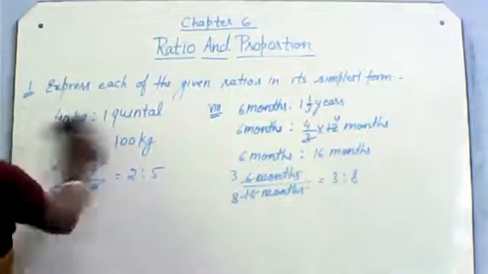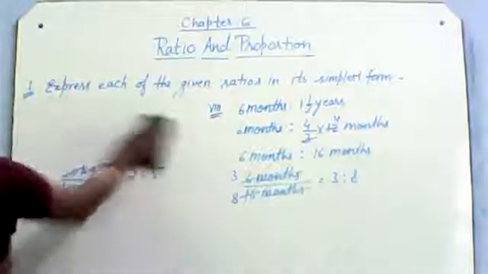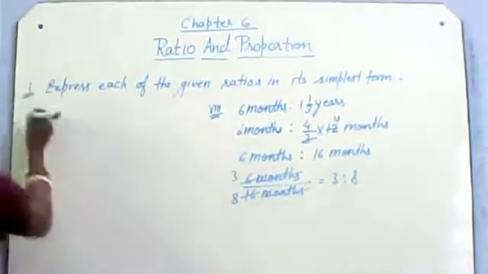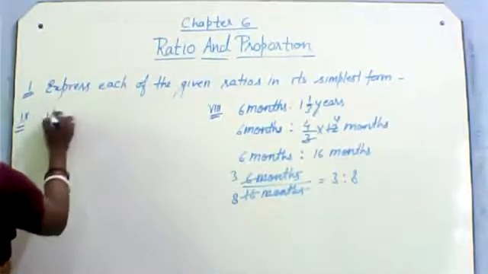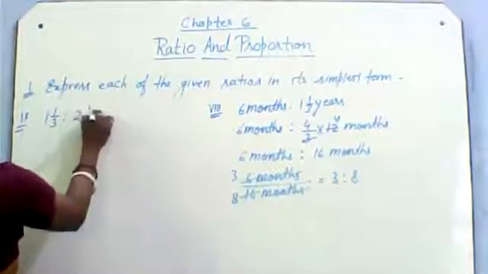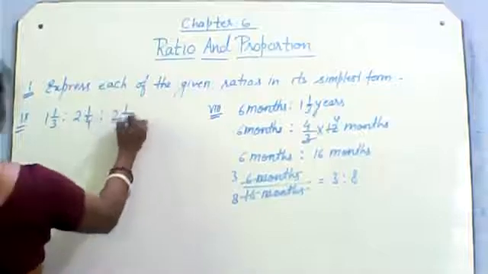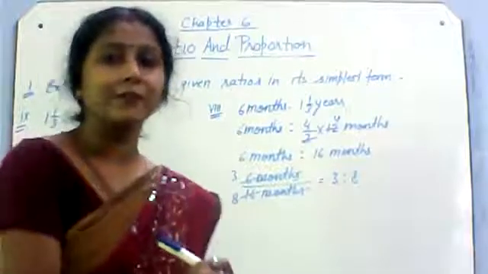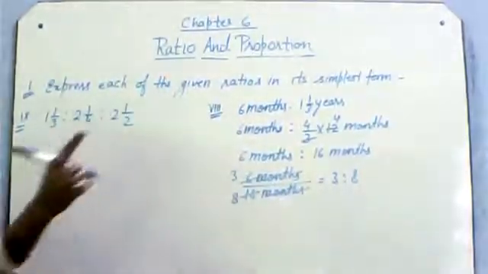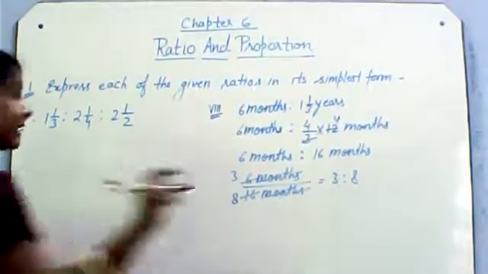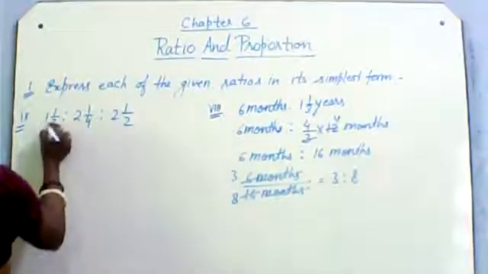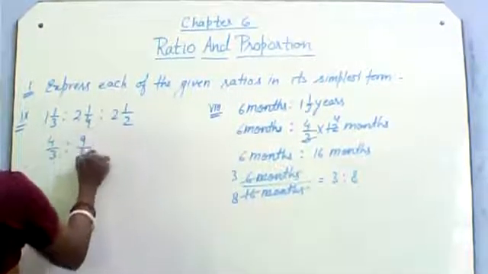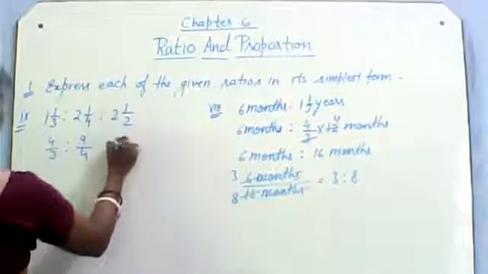Now let me solve the last question of this, the ninth part of the first question. This is 1 1/3 ratio 2 1/4 ratio 2 1/2. This is in fractional form and mixed fractional form. So first thing, we have to change it into improper fractions. 3 1s are 3 plus 1, 4/3 ratio. 4 2s are 8 plus 1, 9/4. 2 2s are 4 plus 1, 5/2.